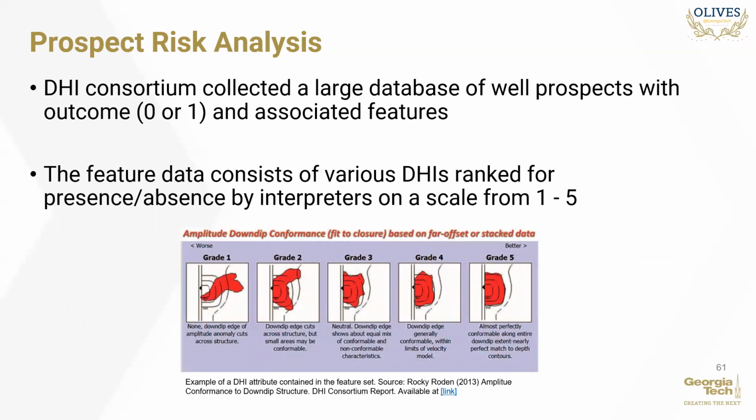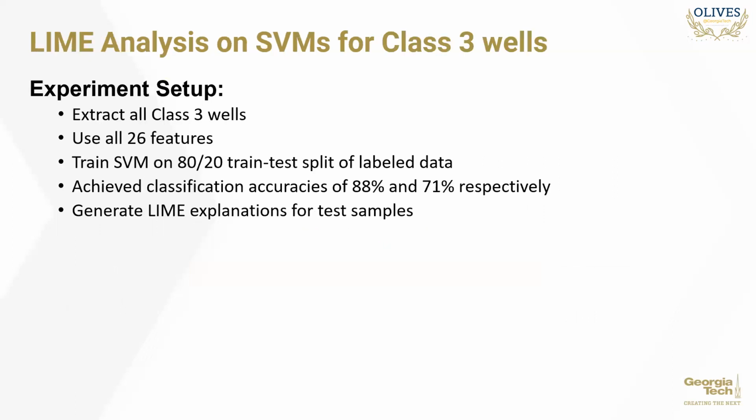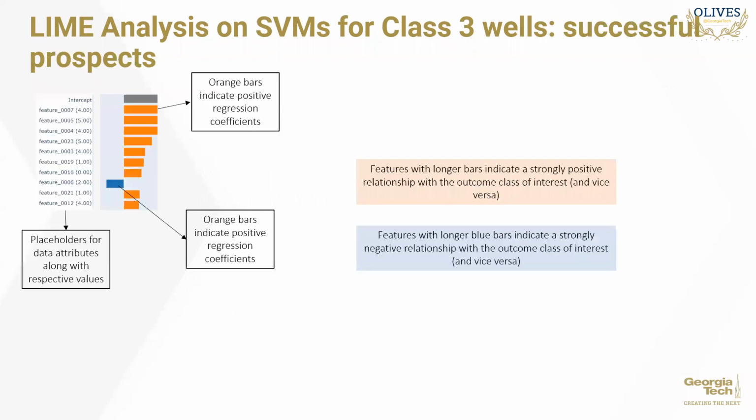So for the data set that I'm using here, it has 300 plus well prospects, the decisions on well prospects, if they were successful or not, and also the associated attributes for these well prospects. The experimental setup that I use, I basically split the wells in this prospect in an 80-20 fashion. And then I train a machine learning model. In this case, I train an SVM. That is my black box model in this case, to achieve accuracies of 88% and 71% on the training and test data respectively. And then afterwards, I would be using the LIME algorithm to generate explanations for specific instances.